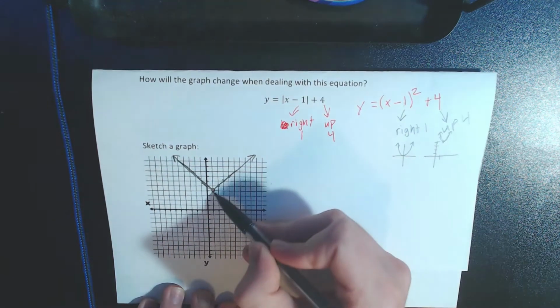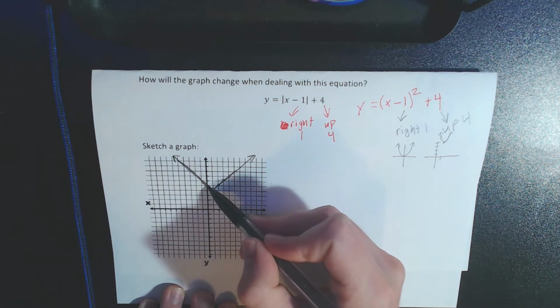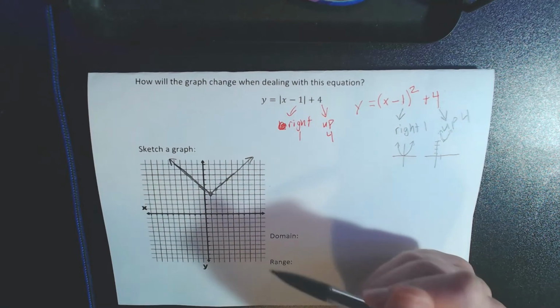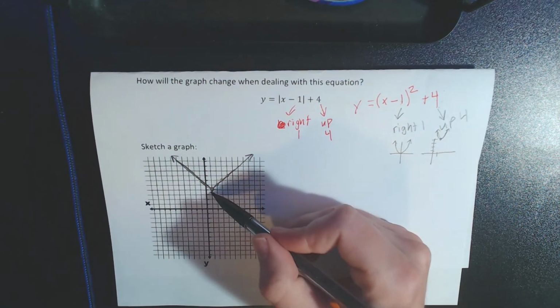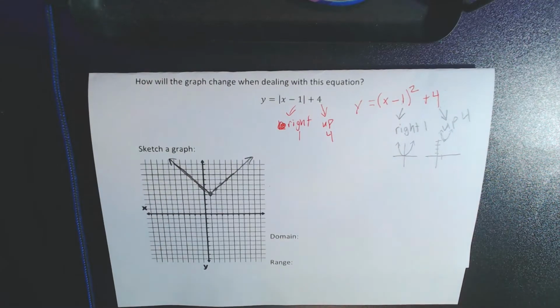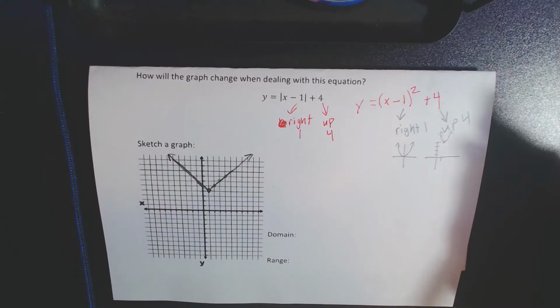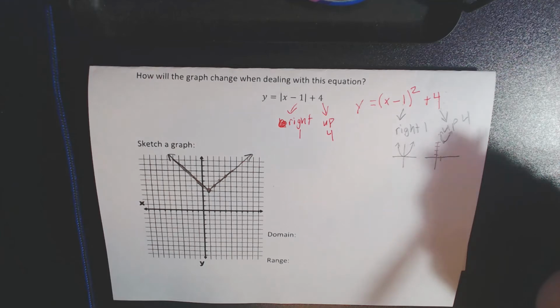Okay, so it will go down 1, over 1, right? Down 1, over 1, okay? Or if you go backwards, if you go left 1, it would go up 1, right? So that would be the graph of this absolute value function, okay? It just got moved around, okay?